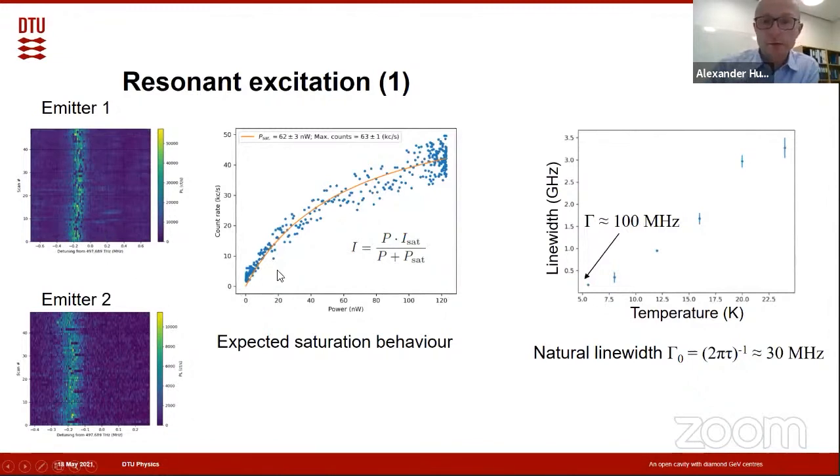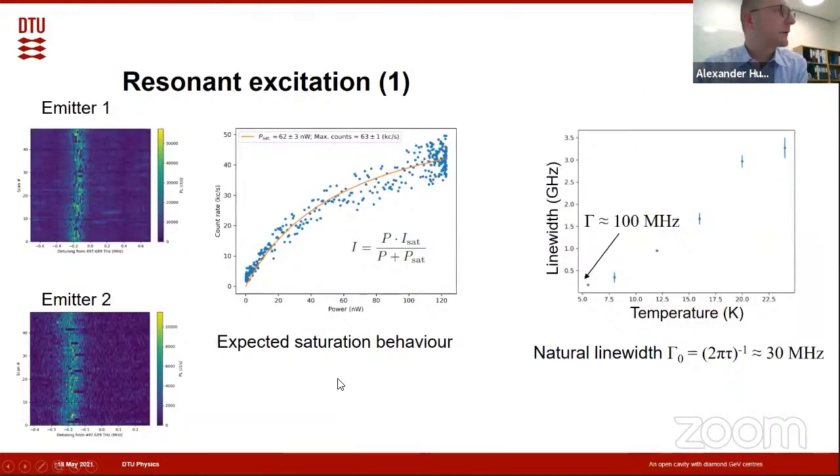Looking at the strength of this transition as a function of excitation power, we see a saturation behavior, and measuring the line width of these transitions as a function of base temperature of the cryostat, we see broadening due to the occupation or scattering of phonons. Going down to 4 Kelvin gets us in the range of a line width of about 100 megahertz or sometimes even less, so approaching the natural line width of the system, which is in the range of 30 megahertz for these defects. Now it is not just one emitter which shows these properties, but it's actually many emitters.